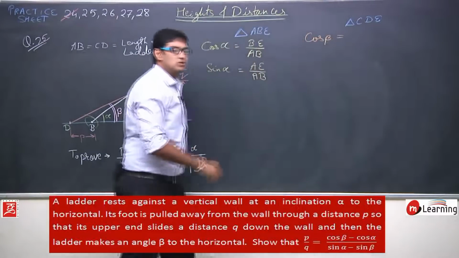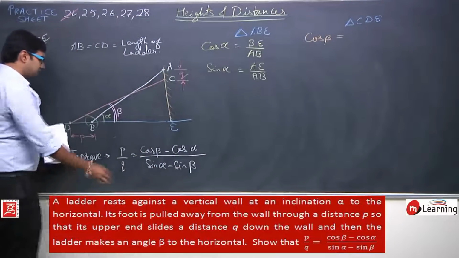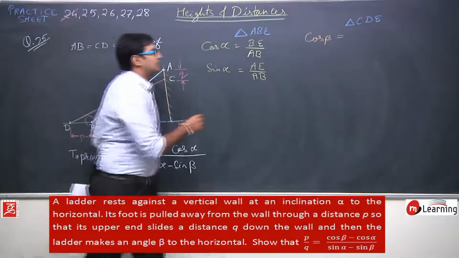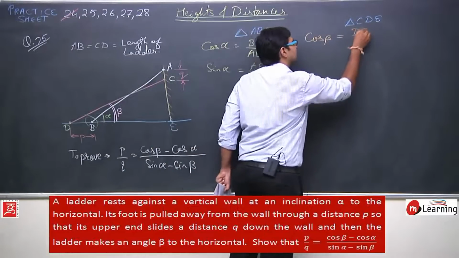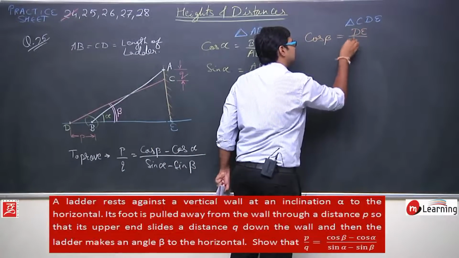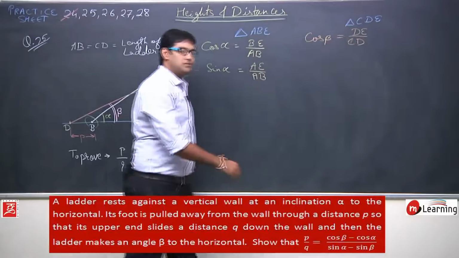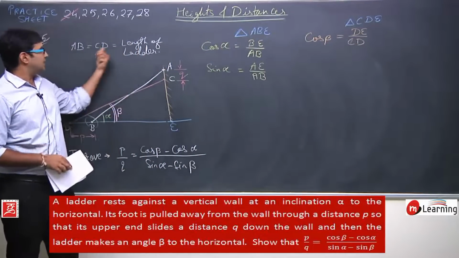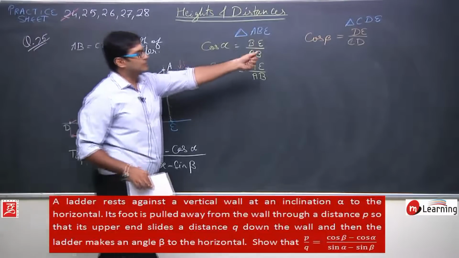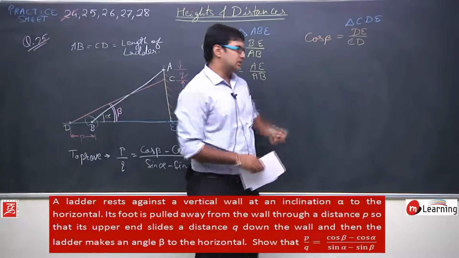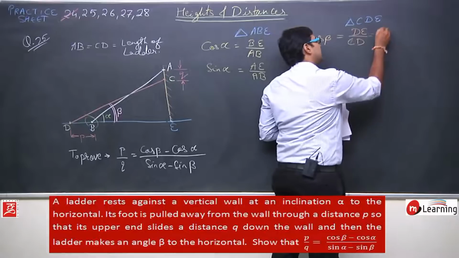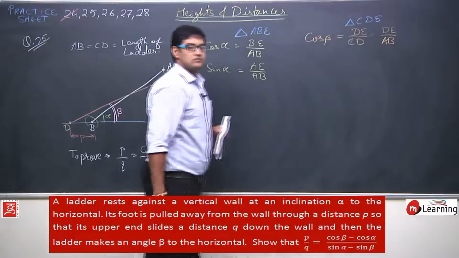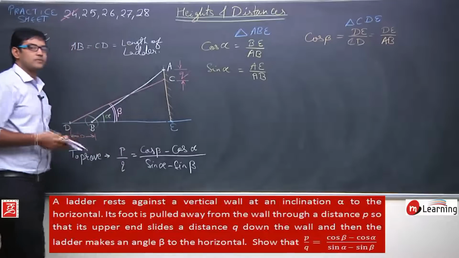Cos beta will be equal to base upon hypotenuse. What is the base? This DE represents the base. So I can write this DE upon CD, that is base upon hypotenuse. But I can see that AB and CD are equal. So in place of CD, can I write AB? Yes, I can write it. So this will be DE upon AB. Okay, DE upon AB.